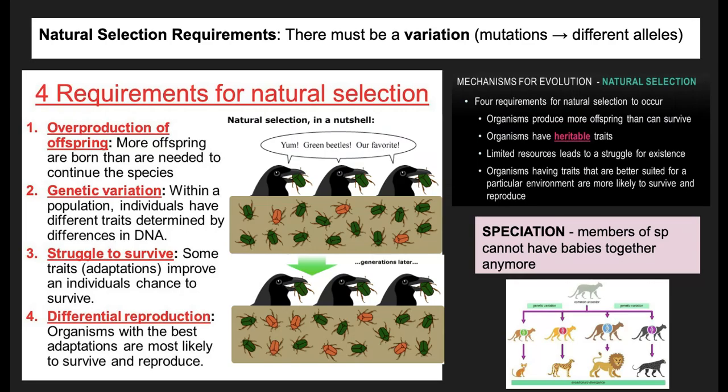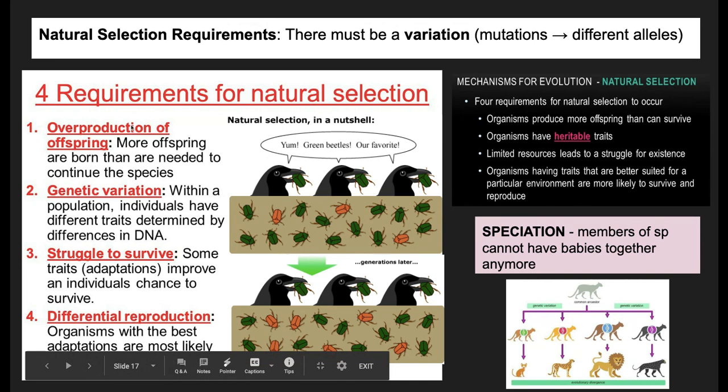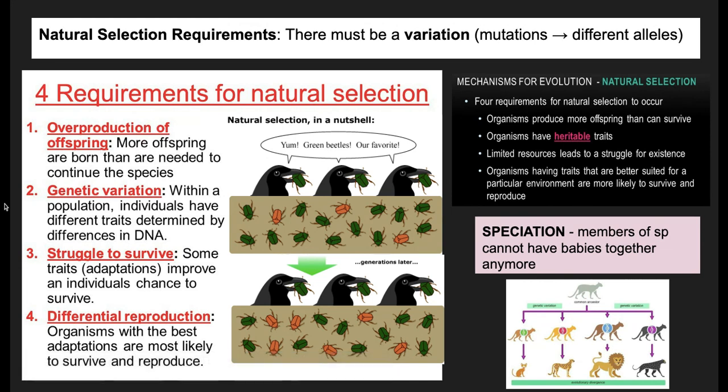So natural selection says that there must be a variation in order for that species survival. So that variation is shown as a mutation. Now, mutation doesn't represent a bad thing. The mutation produces different alleles on species. There are 4 requirements for natural selection, and each one says, I need to produce more offspring, so I would have a better chance to be selected, right?